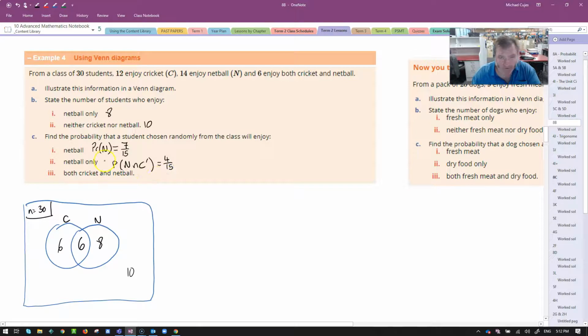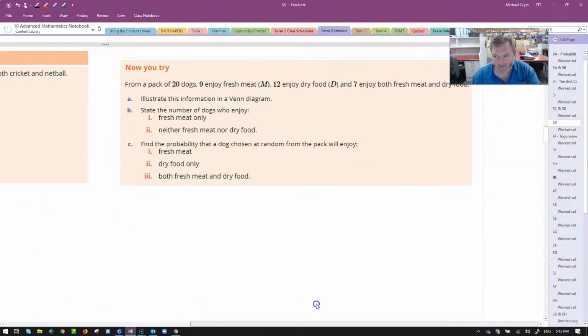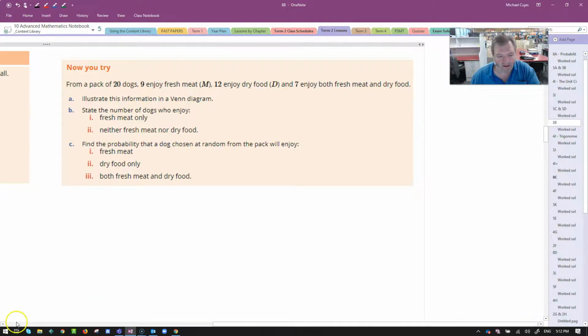Both cricket and netball, that's 6 out of 30. C and N for netball. Cricket and netball, 6 out of 30, which is, of course, 1 in 5. As always, an example for you to try to the right. Pause the video, have a go at it first, then come back and check your answers.